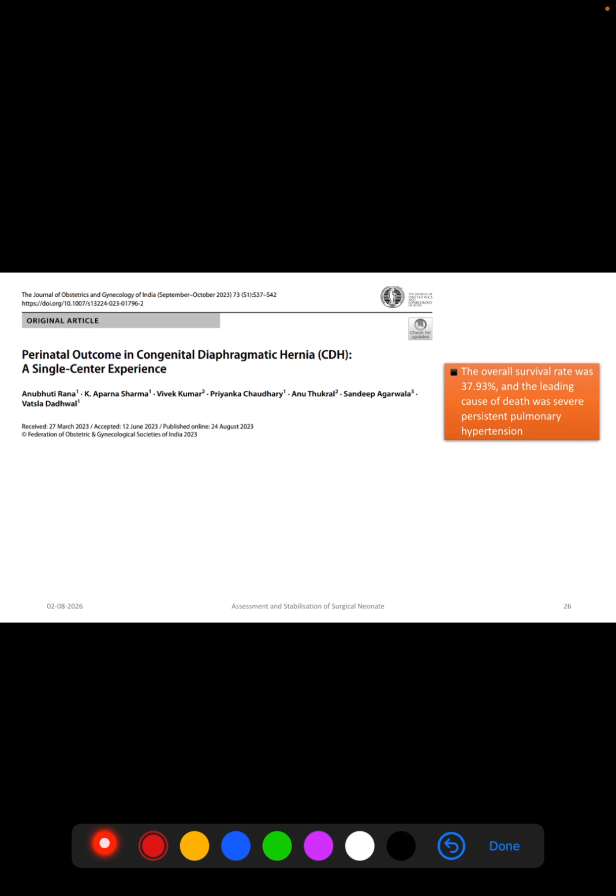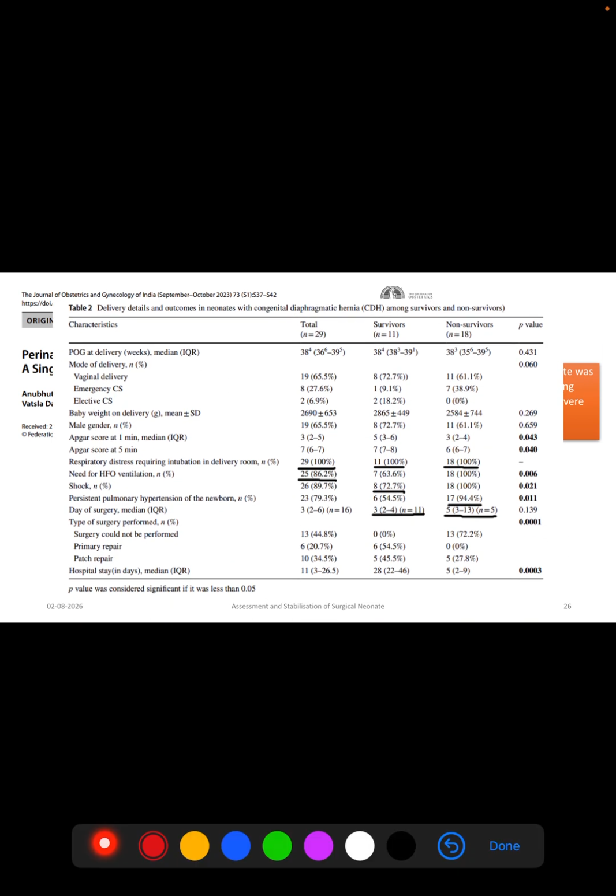Then उसके बाद आया कि एक पेपर है ये हमारे यहीं का ही है, तो इसमें perinatal outcome in CDH, सिंगल सेंटर एक्सपीरियंस डिस्कस किया गया, जहाँ पर 29 neonates थे over a time span of 3 to 4 years, and they have seen that all these neonates were antenatally diagnosed. All these neonates required mechanical ventilation or elective intubation. I mean the intubation because of respiratory distress at the time of birth. And it was found that the overall survival rate was 37.93, and the leading cause of death was severe persistent pulmonary hypertension. So this is the detail.